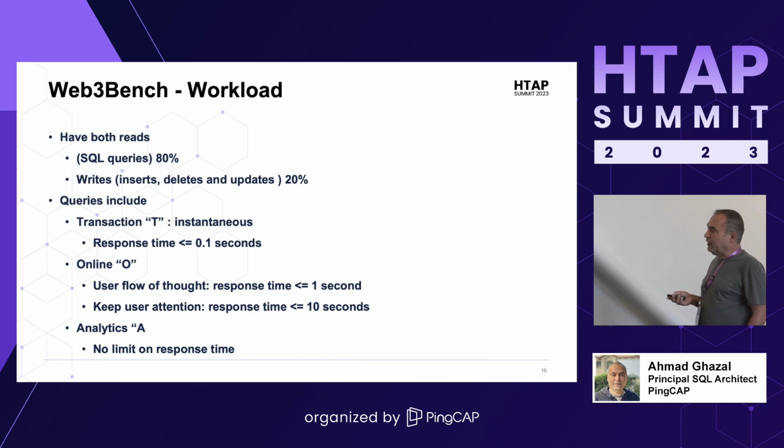And the queries actually, you could think of the T and the A as a given, that we have to have transaction queries and analytical queries, but we're adding this O, the online. I've looked at how some people talk about user interaction, and they define it into 3 buckets: under 0.1 second, under 1 second, and under 10 seconds. The 10 seconds is what keeps user attention, 1 second is user flow of thought, and 0.1 is the instantaneous. So we defined these different classes, and we built the workload based on those definitions.